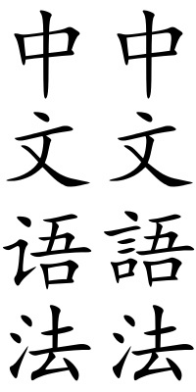Yes-no questions can be formed using the sentence final particle ma, with word order otherwise the same as in a statement. For example, ni chi ji ma? You eat chicken ma? Do you eat chicken?